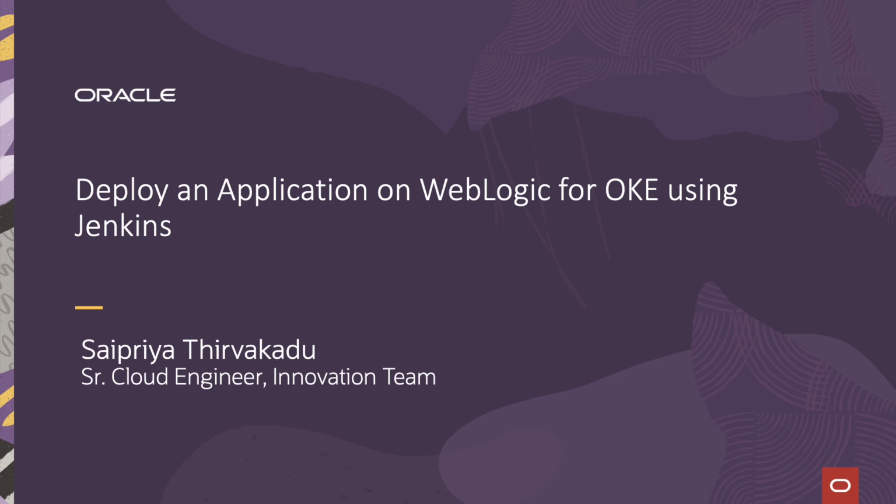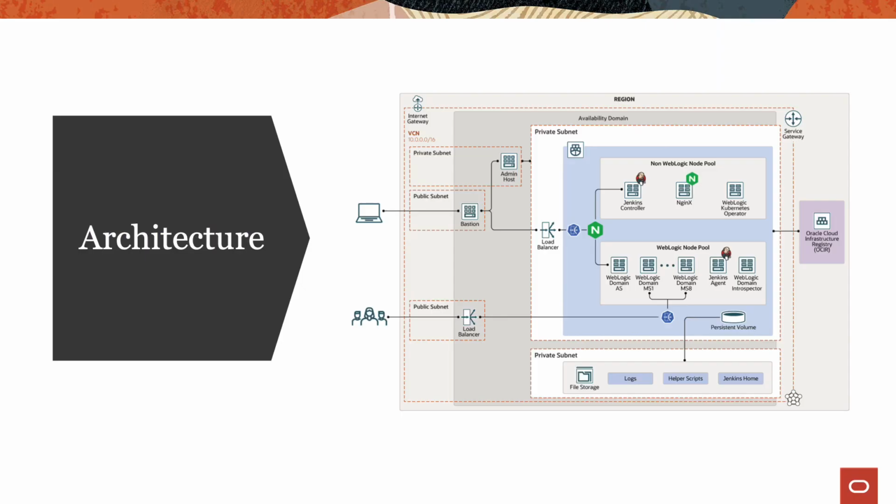Today, we're going to talk about deploying an application onto WebLogic Server for OKE using Jenkins. Here is the notional architecture. By using the Oracle WebLogic Server for OKE marketplace stack, we should be able to quickly deploy an Oracle WebLogic Server domain in the Kubernetes cluster, integrated with the Jenkins controller configured for the CI/CD pipeline jobs for WebLogic Server operations.